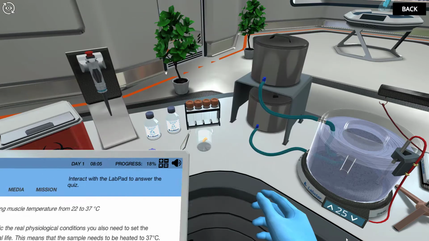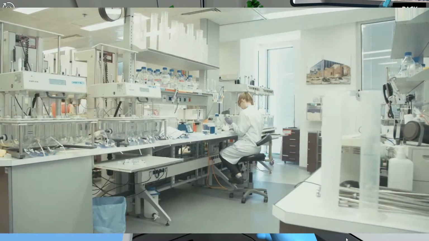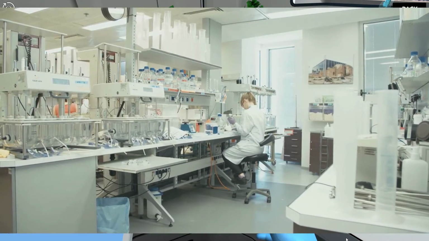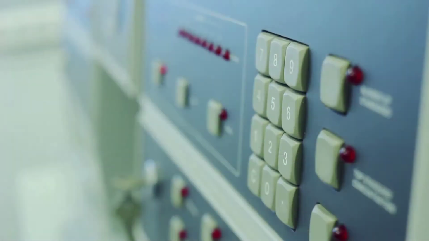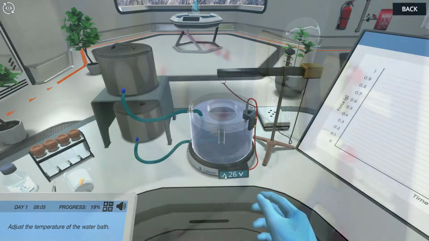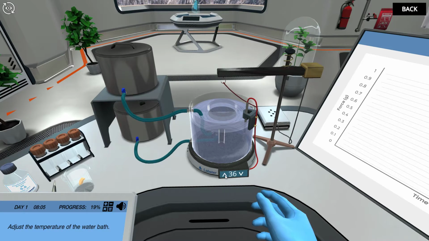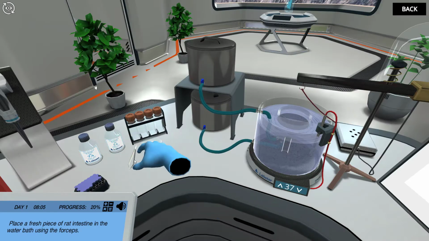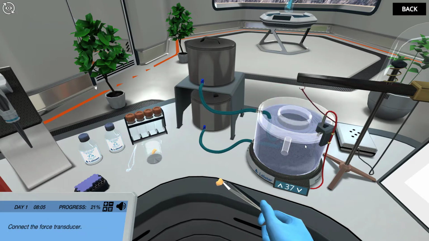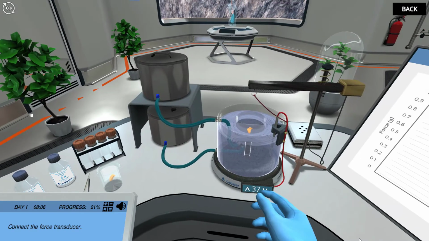Exactly. In order to mimic the real physiological conditions, you also need to set the temperature as it is in real life. This means that the sample needs to be heated to 37 degrees Celsius. To achieve this, we will use a thermostat connected to the water bath. Adjust the temperature of the water bath. Place a fresh piece of rat intestine in the water bath using the forceps. Connect the force transducer.